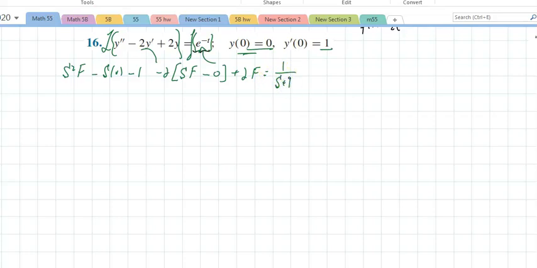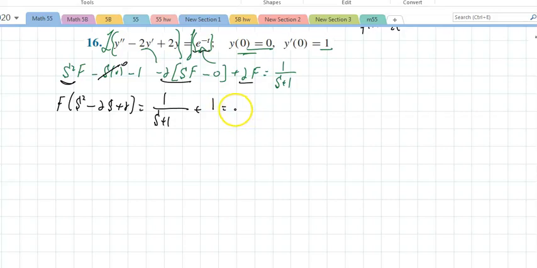Right? So, if I really look at this, this says F times s squared minus 2s plus 2 equals 1 over s plus 1, that's a 0, plus 1 if I'm not mistaken. And I am debating, should I combine those or should I leave them? Yeah, why not? Let me combine them.